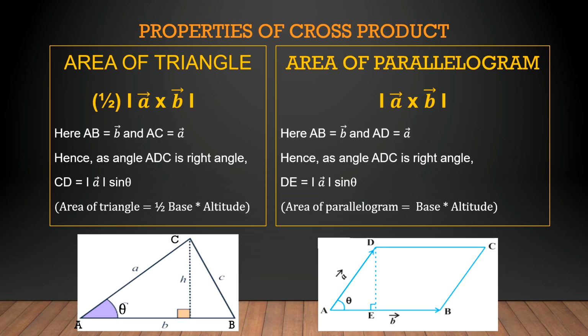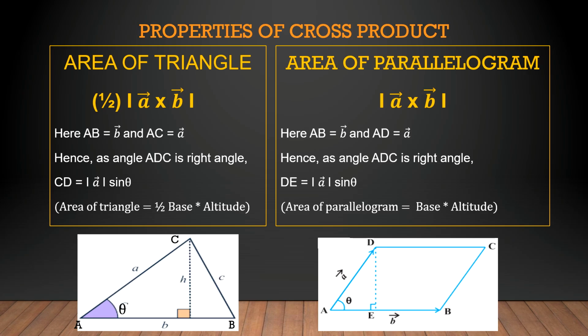And obviously area of a triangle is always positive. So area of a triangle is half base, which is B, into altitude CD, which is A sine theta. So this is the definition of magnitude of A cross B. Hence area of a triangle is given by half into magnitude of A cross B.